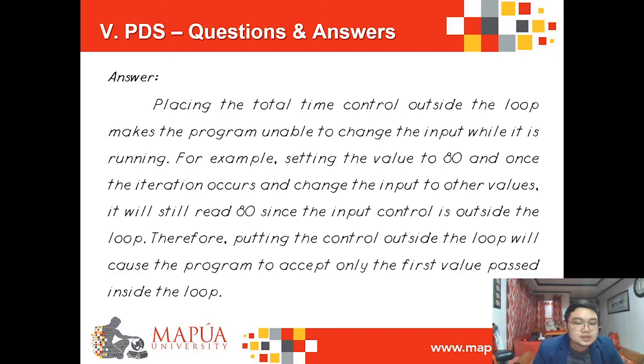Therefore, putting the total time control outside the loop will cause the program to accept only the first value passed inside the loop.